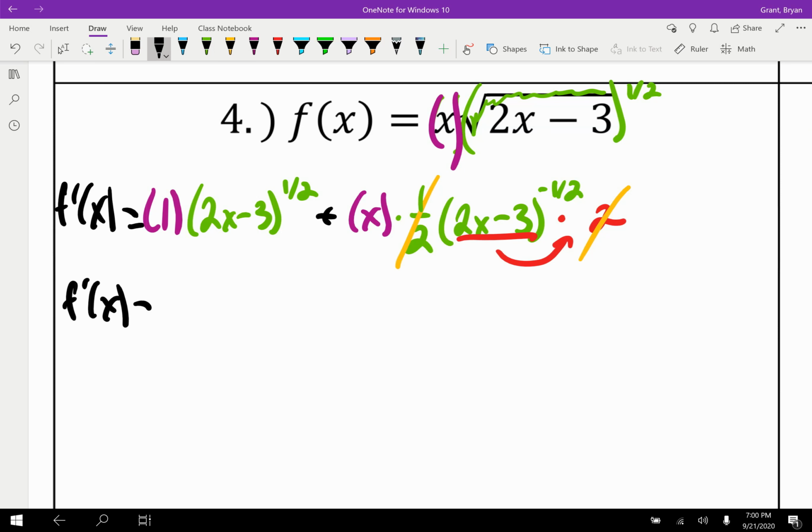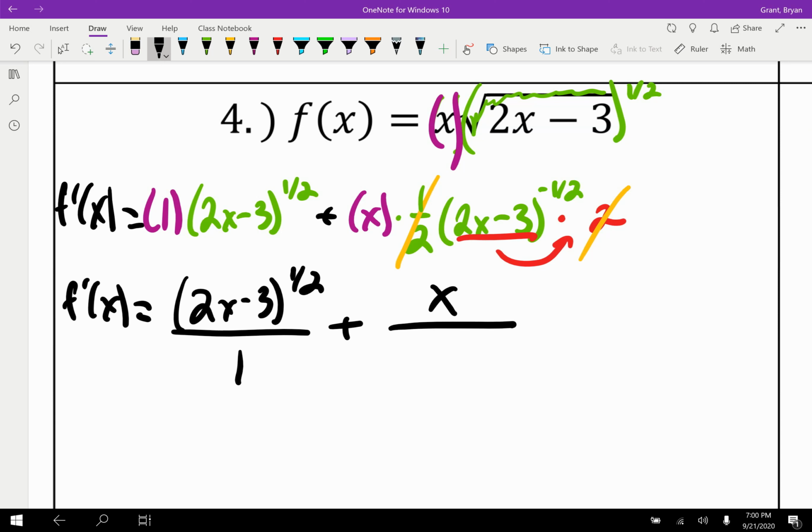We can say f prime of x equals, this will be (2x minus 3) to the 1/2, and I'm going to put this over 1. We can write anything over 1. We just don't need to write this one at all. Plus, this x is the only thing left with a positive exponent, so that stays up above, and we're going to move this 2x minus 3 to the denominator.